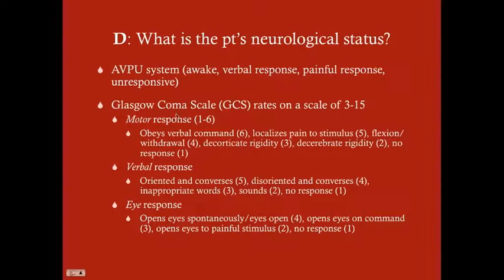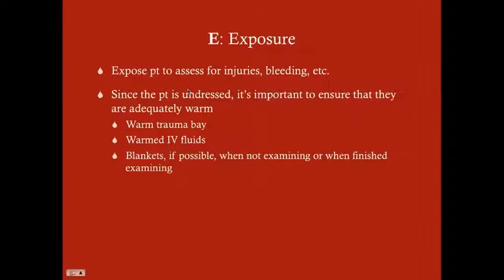So the Glasgow Coma Scale is a much more specific way to assess patients' neurologic status, but the AVPU system, for the most part, will get you by in most trauma patients. And then E stands for exposure. So you want to expose the patient, cut off their clothes with your trauma shears to assess for injuries, bleeding, and so forth. But because the patient is undressed, you've got to make sure that they're adequately warm.